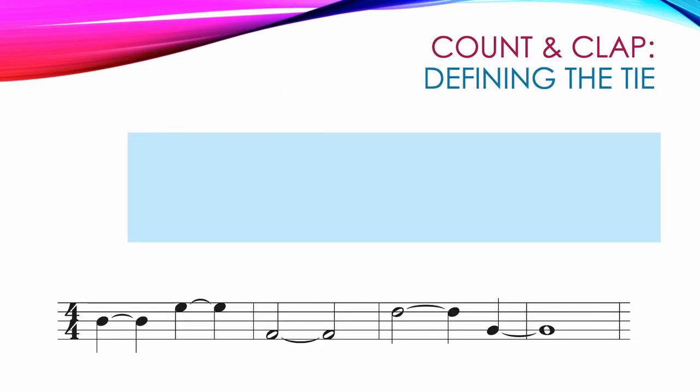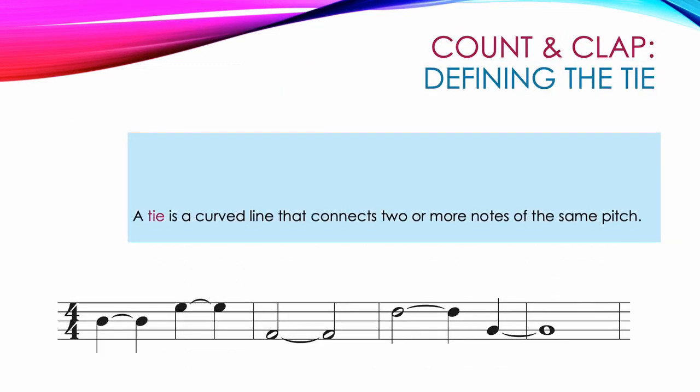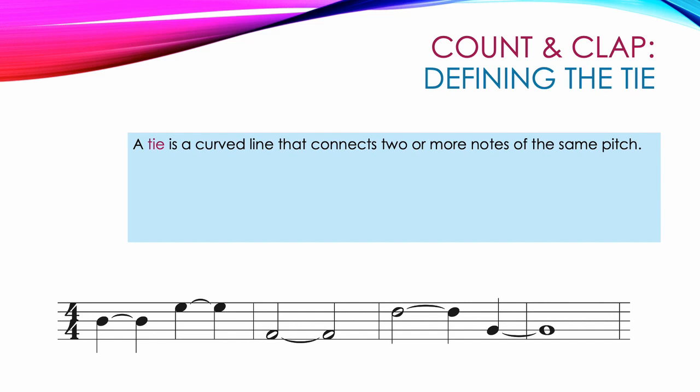We'll start by defining the tie. A tie is a curved line that connects two or more notes of the same pitch. Here's a curved line that's connecting two notes that are both on the third line of the staff. Here's a tie that's connecting two notes that are both on the fourth space of the staff.